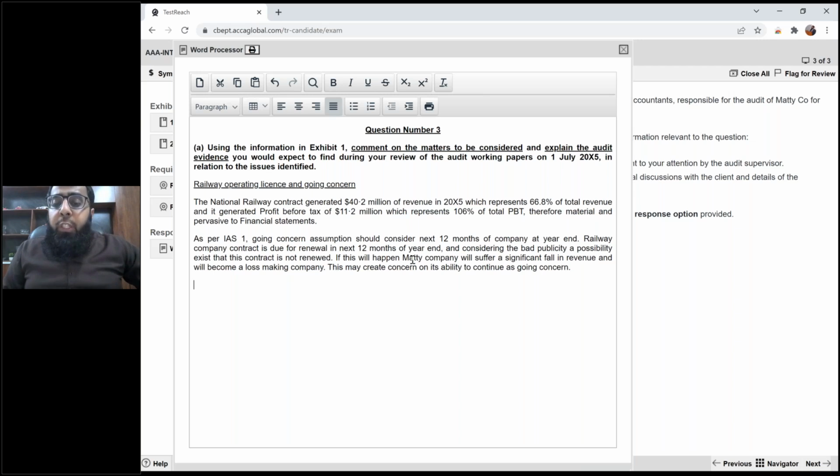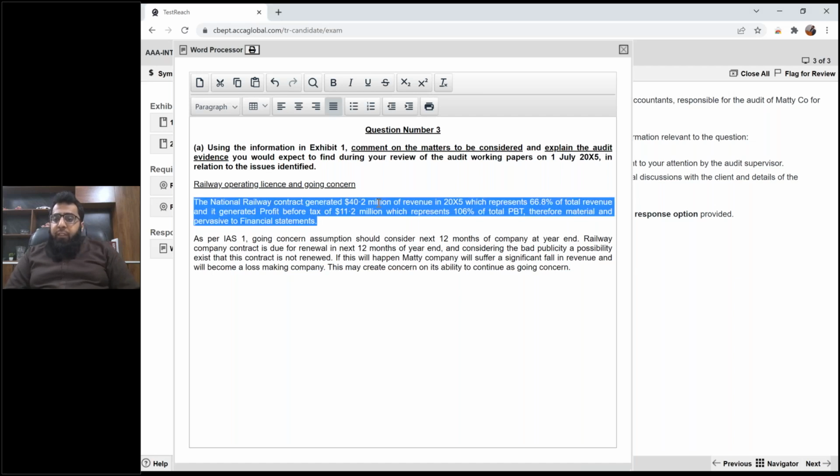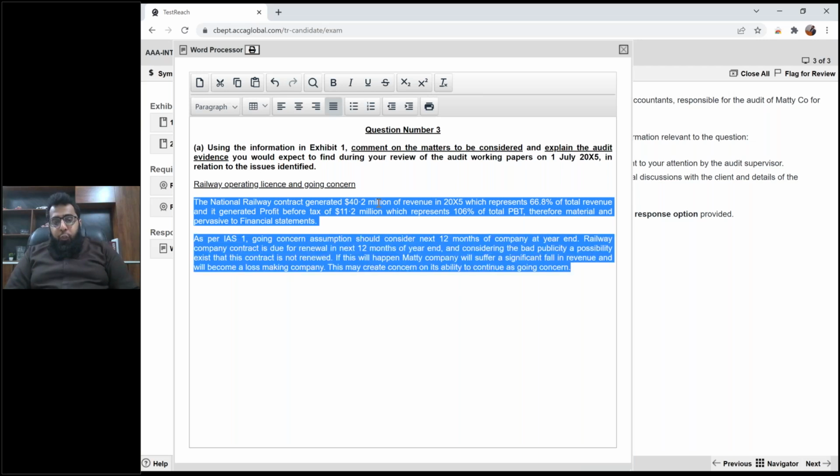Okay, so what you need to understand is that first of all, we need to calculate the materiality, number one. Number two, we need to comment on going concern. That considering the going concern assumption that we need to think about next 12 months, there is a possibility that we may not get this contract and the company may become non-GC. Okay? Are you people getting it? Is it clear? So what we are talking about is that we commented that National Railway contract is material and pervasive to our company. And then we commented on going concern issue.